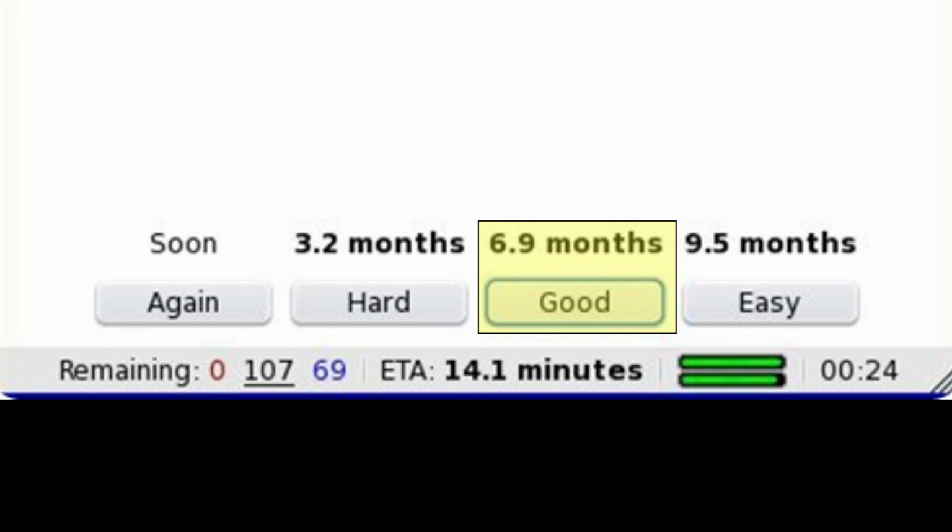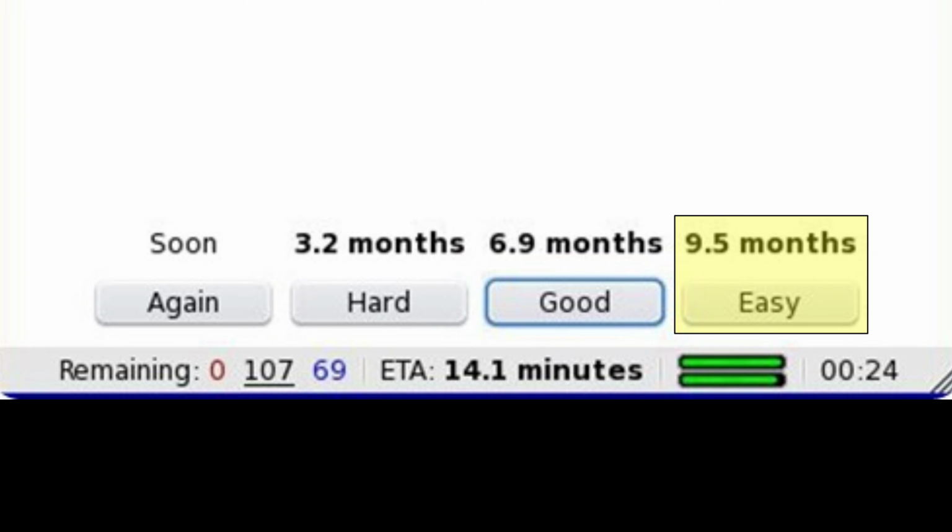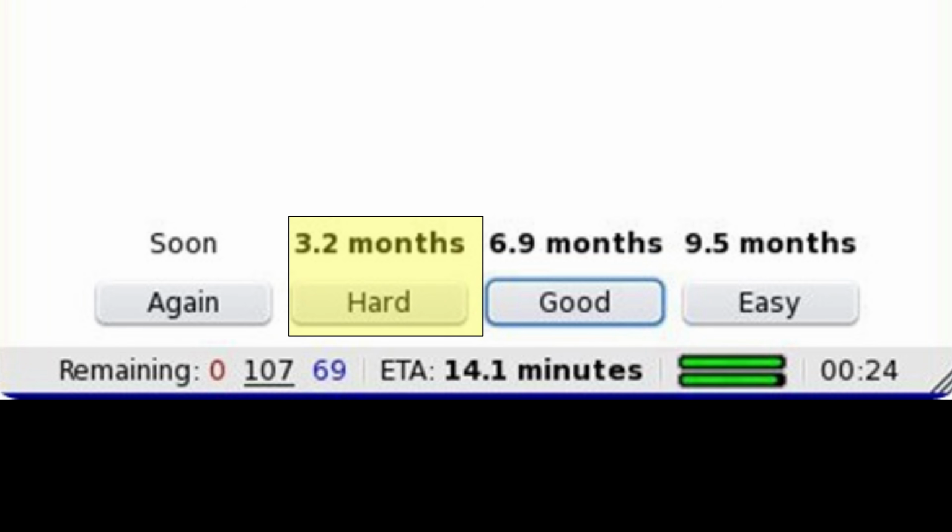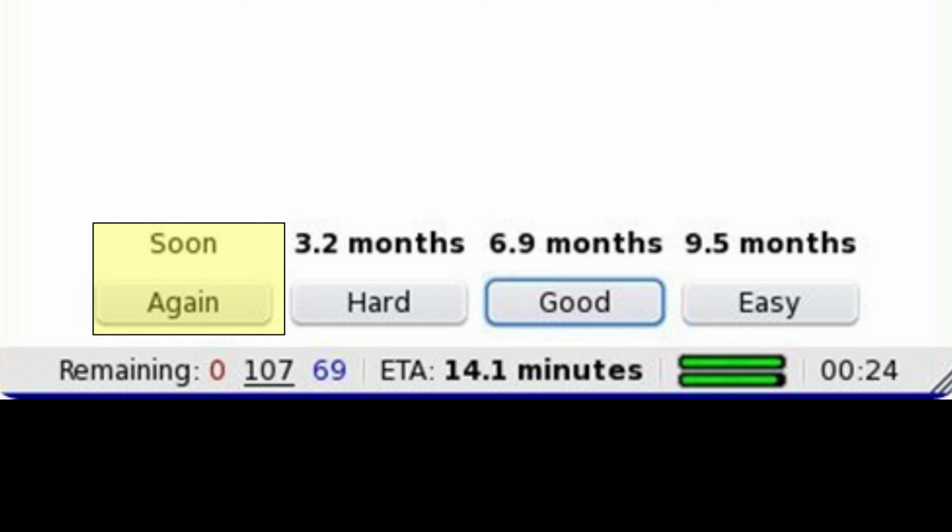Good is the traditional answer for when you got the card right, and it pushes the card out by a certain number of days with a little bit of randomization thrown in to keep it interesting. Easy, of course, pushes the card out even further since you found it really easy. Hard also pushes the card out, but with a little bit less of a push. It means you got the card right, but you had to think about it first. And again means that you missed the card completely.